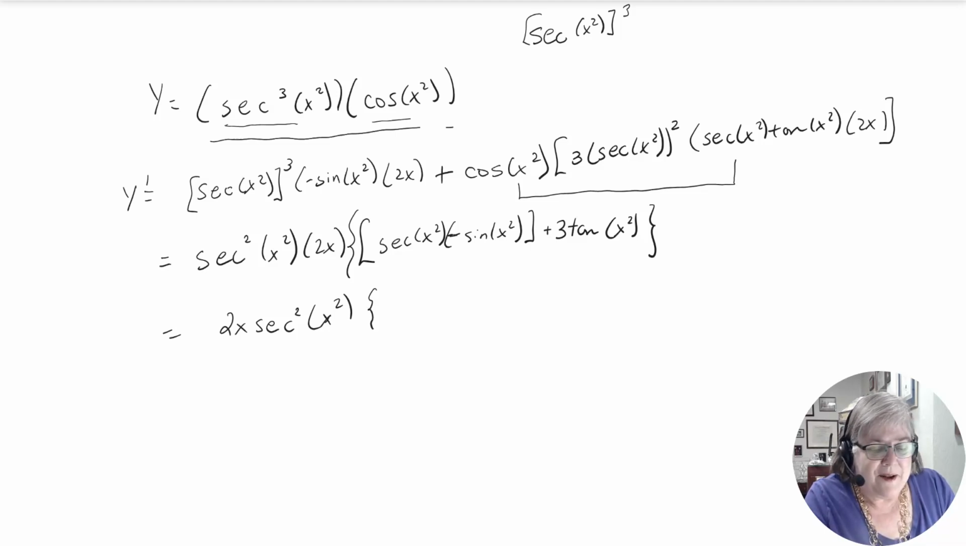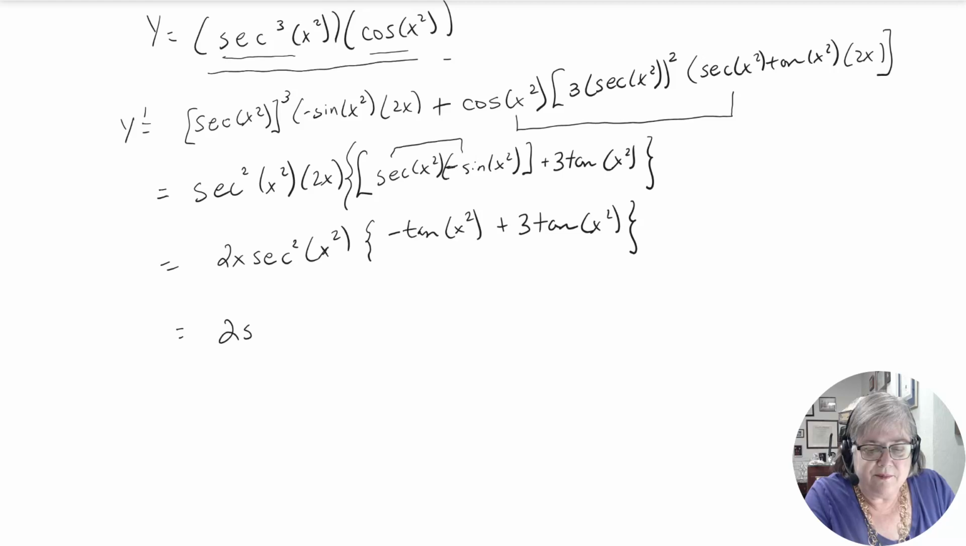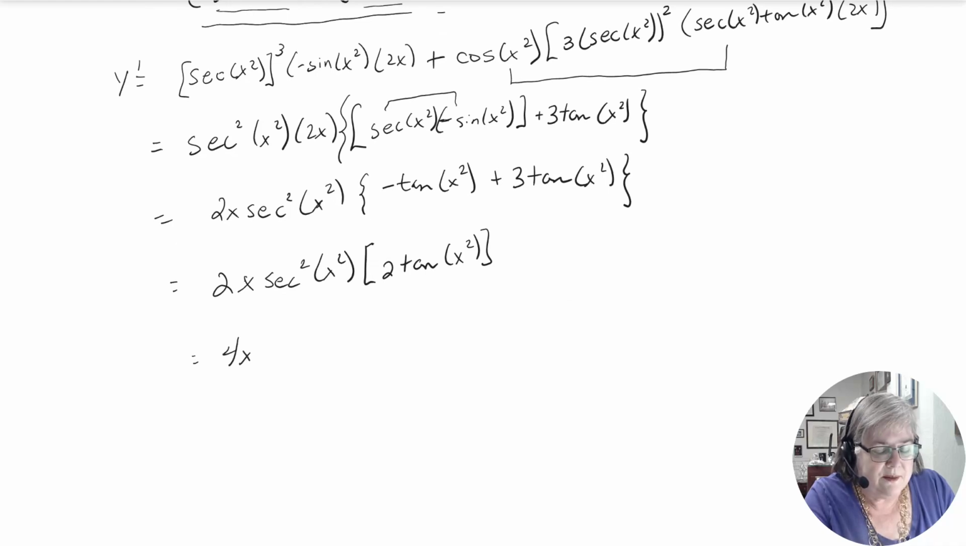Times. All right. Now, minus sine times secant. Secant is 1 over cosine. So minus sine times 1 over cosine is minus tangent of x squared plus 3 tangent of x squared. So 3 minus 1 tangent x squared is 2 tangent x squared. So this would be 4x secant squared of x squared tangent x squared.